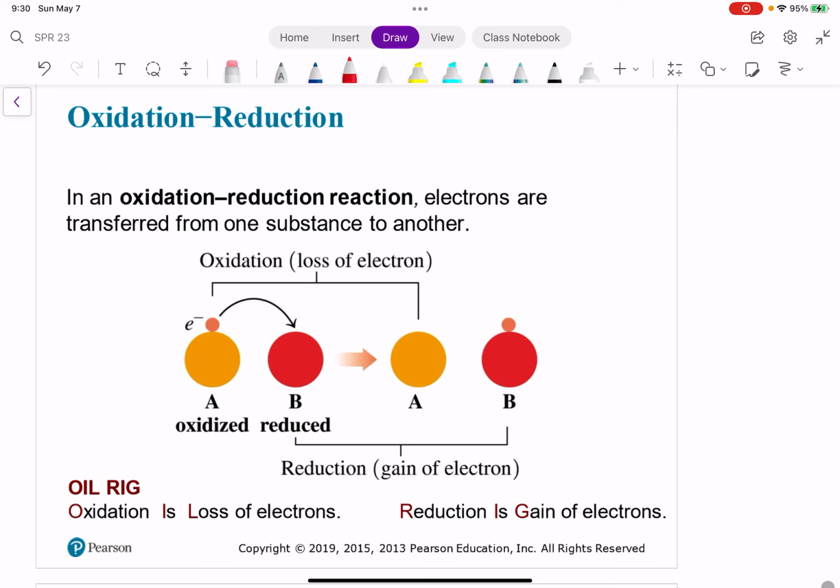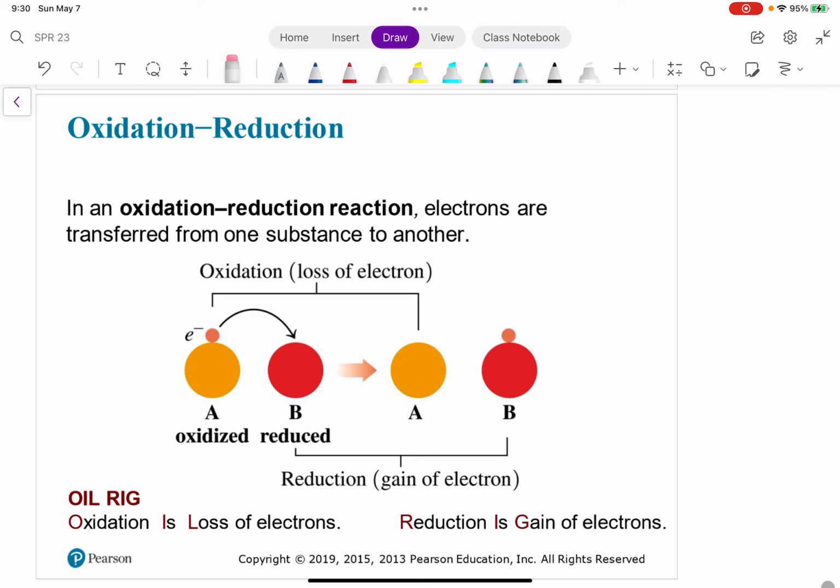In a redox reaction, electrons are transferred from one substance to another. We call that transfer of electrons either oxidation, which is the loss of electrons, or reduction, which is the gain of electrons. And you always have both in a redox reaction, right? If one thing loses electrons, another thing has to gain them. They don't just disappear. So we like to identify in chemistry which substances are being oxidized, or losing electrons, and which substances are being reduced, or gaining electrons. So let's look at this example here.